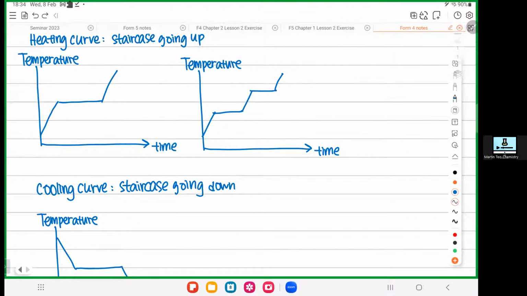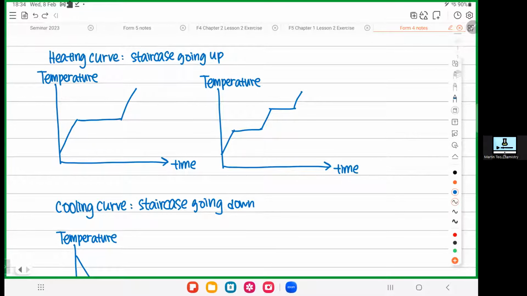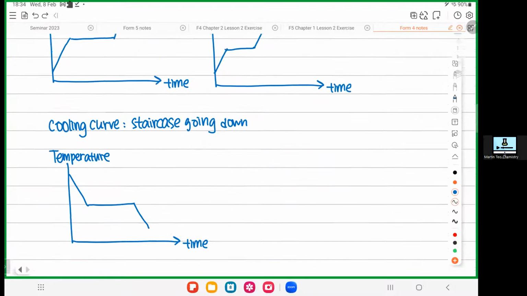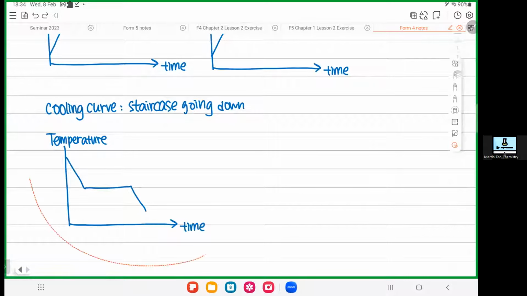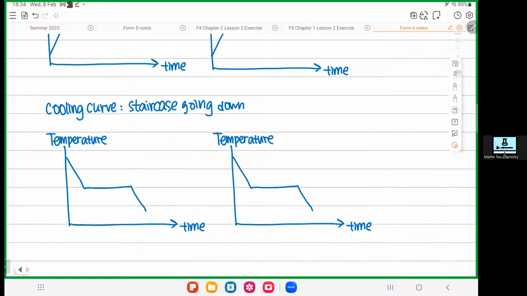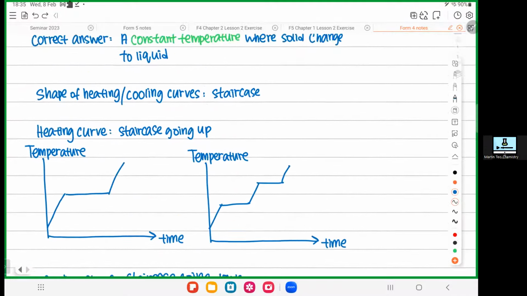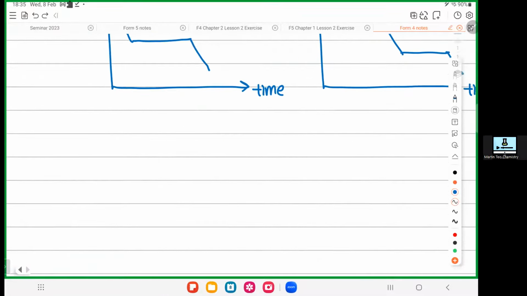How to know if you have one staircase or two? Look at the horizontal line, the flat part. One flat part means one staircase. Two flat parts means two staircases. Same thing for the cooling curve, which also can have maximum two staircases. When you cool down something, temperature goes down, flat, goes down, flat, goes down. Two horizontal lines means two staircases, one horizontal line means one staircase. No matter heating or cooling curve, maximum only two staircases.